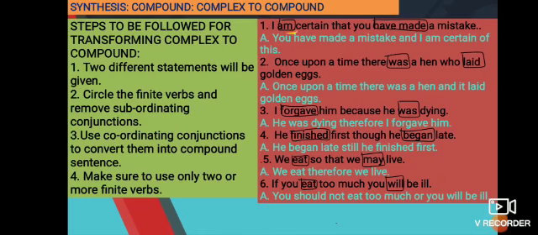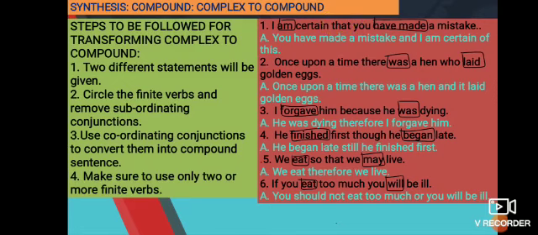So it is I am certain. I am is a finite verb, put a box. Have made a mistake. Have made is a finite verb, put a box. So in this case you have those two finite verbs, so no need to change. The next thing you have to take care of is the conjunction. So the conjunction is that. Okay, that is a subordinating conjunction.